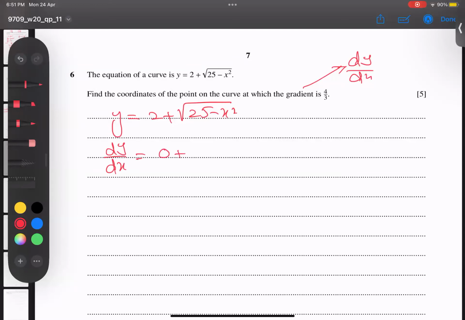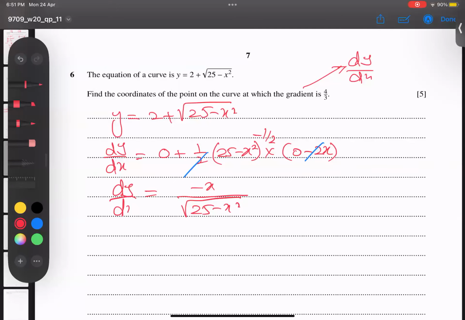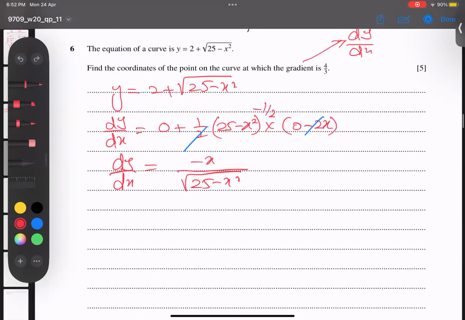The derivative of root: the half comes down and power 1 less, base copy, multiply by the derivative of the base. 25 has a 0 derivative, and x square becomes 2x. And now this 2 and this 2 cancel out, and I get negative x over square root of 25 minus x squared. This derivative is done.